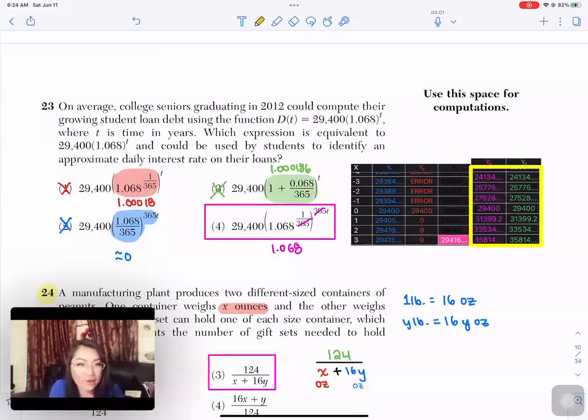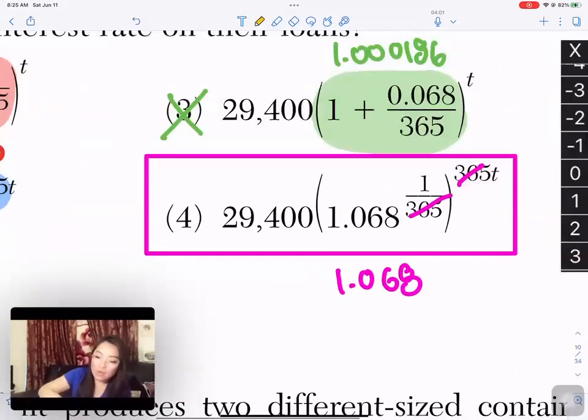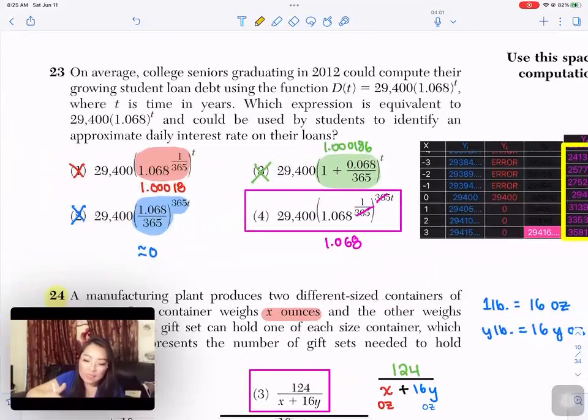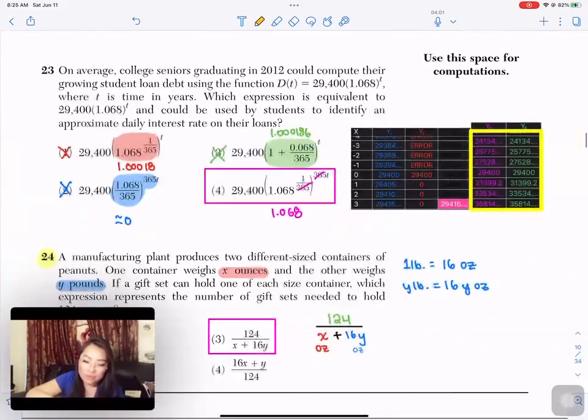Okay, on average, college seniors graduating in 2012 compute their student loan. They want to know which is equivalent. All right, you put that into Y5, and then you put all of them into Y1, 2, 3, and 4, and see which one matches, and choice 4 matches. But let's get to the algebra aspect. They wanted to see, did you understand that these two numbers of 365 can cancel out? So it's actually identical. So yeah.